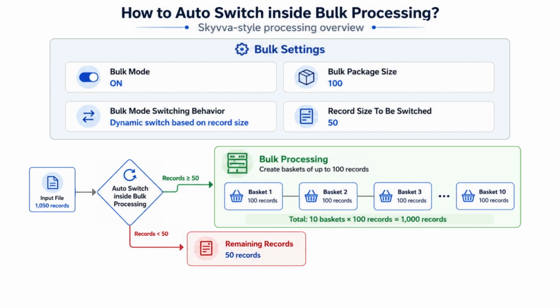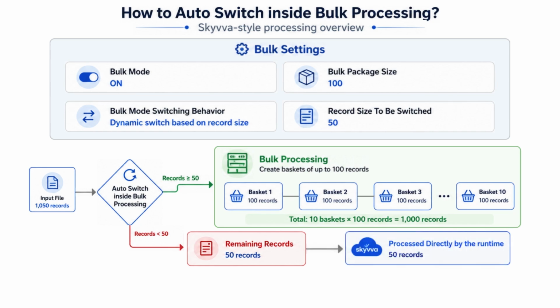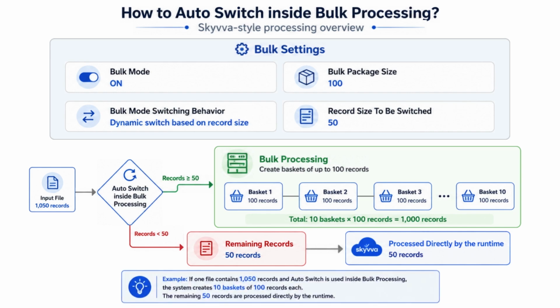Because the remaining records meet the switch condition, runtime processes them directly instead of creating another bulk package. So the final result is 1,000 records are processed by bulk processing, and the remaining 50 records are processed directly by the runtime. This auto-switch feature helps SKYVVA avoid creating unnecessary bulk batches for a small number of remaining records, making the process cleaner and more efficient.